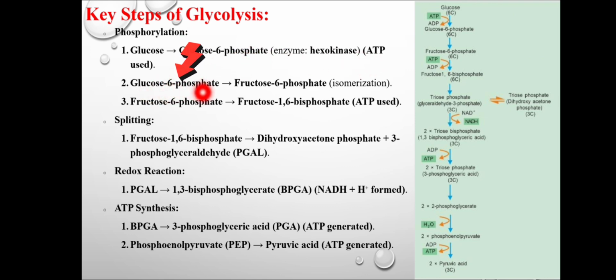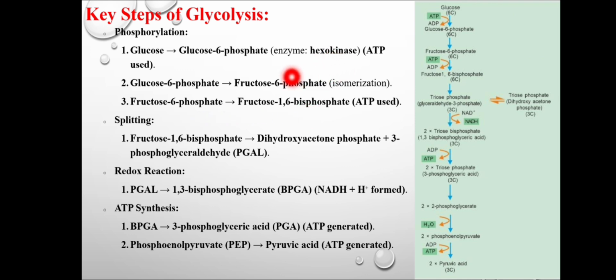Then this glucose 6-phosphate is converted into fructose 6-phosphate. This is an isomerization reaction, so here the enzyme isomerase will be used. Then this fructose 6-phosphate will again add one more phosphate and it becomes fructose 1,6 bisphosphate. Since one more phosphate is used, ATP will be used. So here we can see that in these phosphorylation steps, ATP is used in the first step and ATP is used in the third step. Now this fructose 6-phosphate to fructose 1,6 bisphosphate requires an enzyme phosphofructokinase.